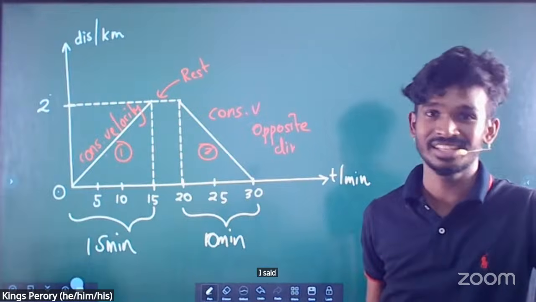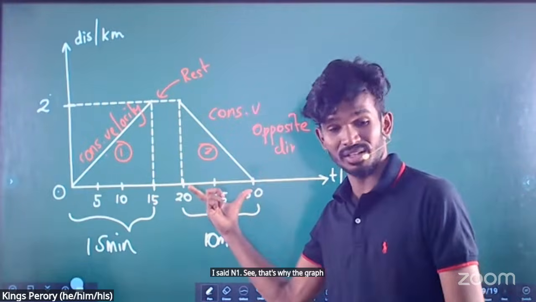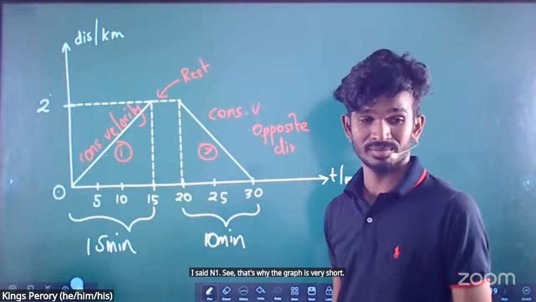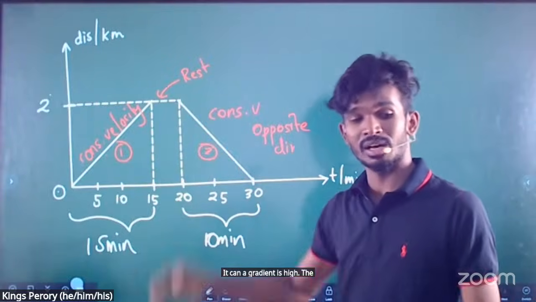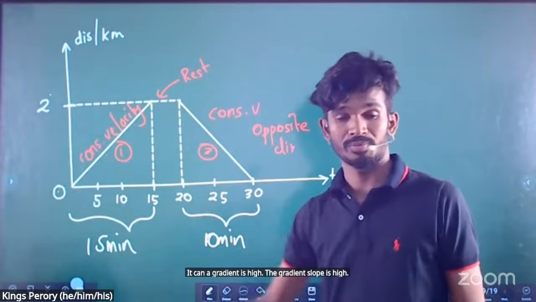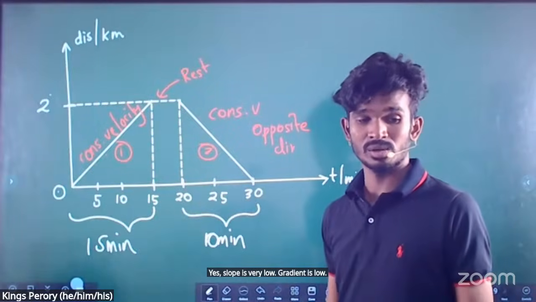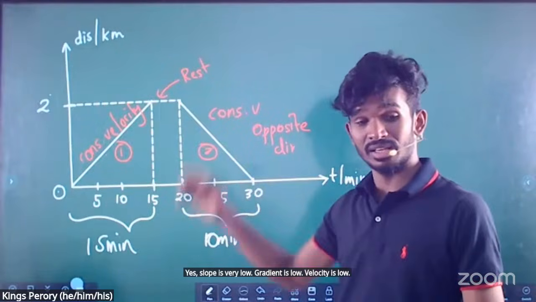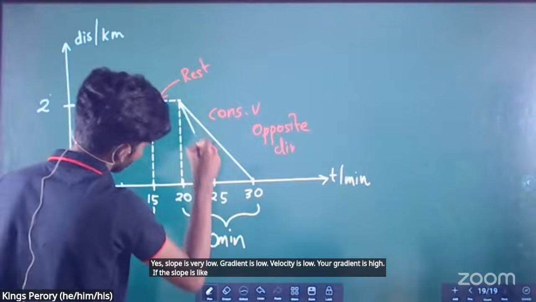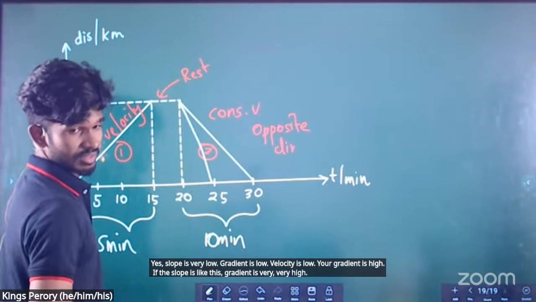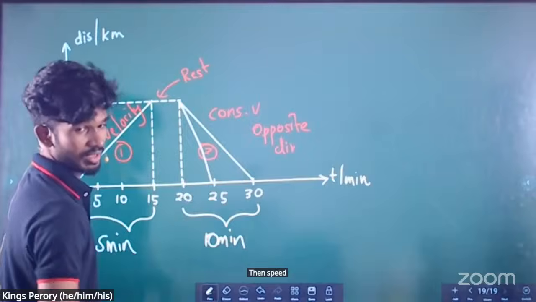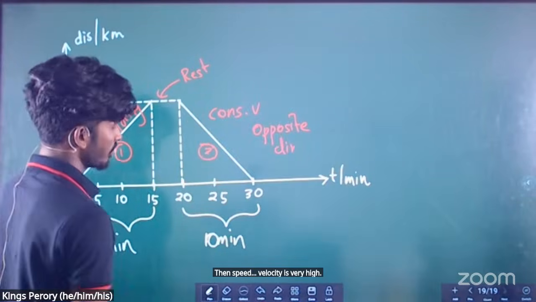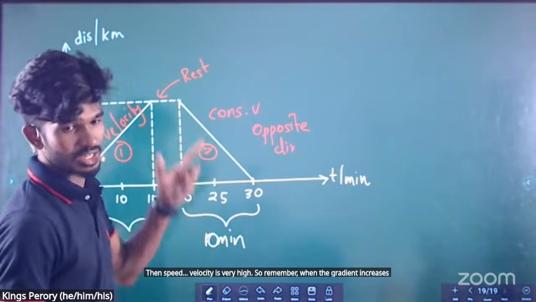Second one. See, that's why the graph is very short. Again, gradient is high. The gradient, slope is high. Here, slope is very low. Gradient is low. Velocity is low. Here, gradient is high. If the slope is like this, gradient is very, very high. Then velocity is very high. Right? So remember, when the gradient increases, velocity increases.